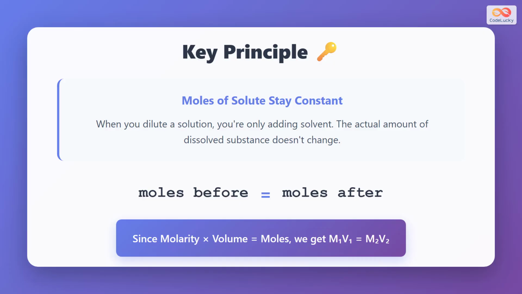Here's the key principle behind the dilution formula. When you dilute a solution, you're only adding solvent. The actual amount of dissolved substance doesn't change. In other words, the number of moles of solute before dilution equals the number of moles of solute after dilution. Since molarity times volume equals moles, we can write this relationship as M₁V₁ equals M₂V₂. This is why the formula works. The product of concentration and volume on both sides represents the same number of moles of solute, which remains constant throughout the dilution process.